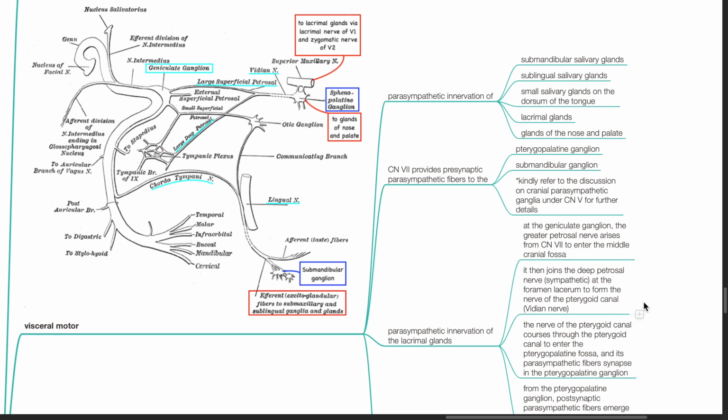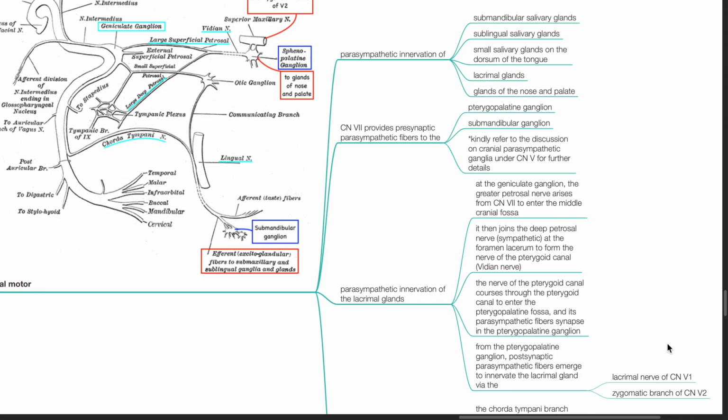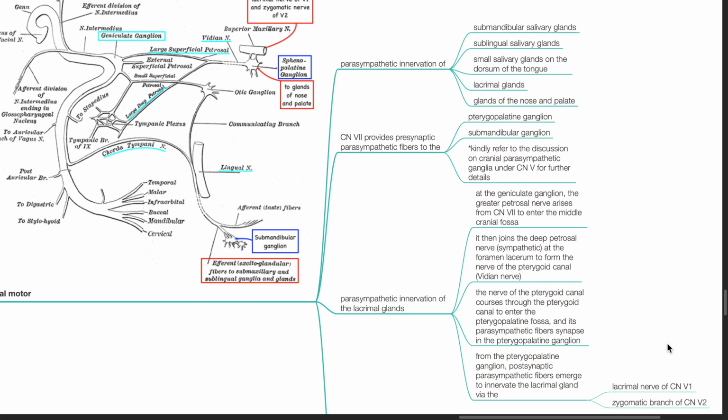The nerve of the pterygoid canal courses through the pterygoid canal to enter the pterygopalatine fossa, and its parasympathetic fibers synapse in the pterygopalatine ganglion. From the pterygopalatine ganglion, postsynaptic parasympathetic fibers emerge to innervate the lacrimal gland via the lacrimal nerve of cranial nerve V1 and the zygomatic branch of cranial nerve V2.